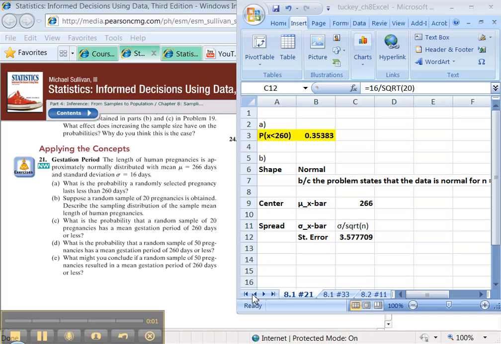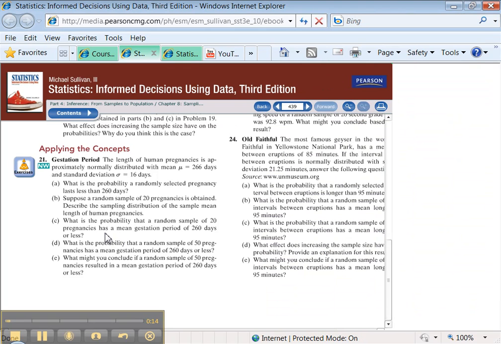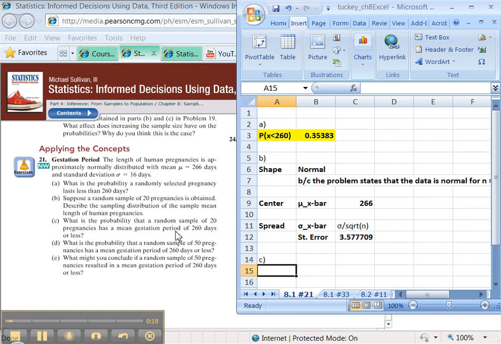So now that we've found our shape, center, and spread, we can answer some important questions like probability, which is where they're having us head for the next question. It says, what is the probability that a random sample of 20 pregnancies has a mean gestation period of 260 days or less? See that? Now I know what you're thinking. You're thinking, wait, didn't we do less than 260 up here?